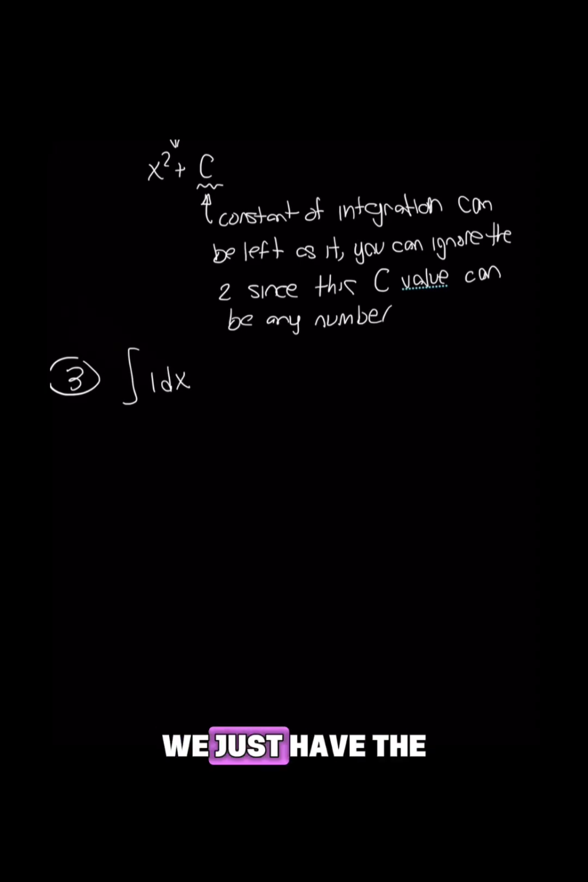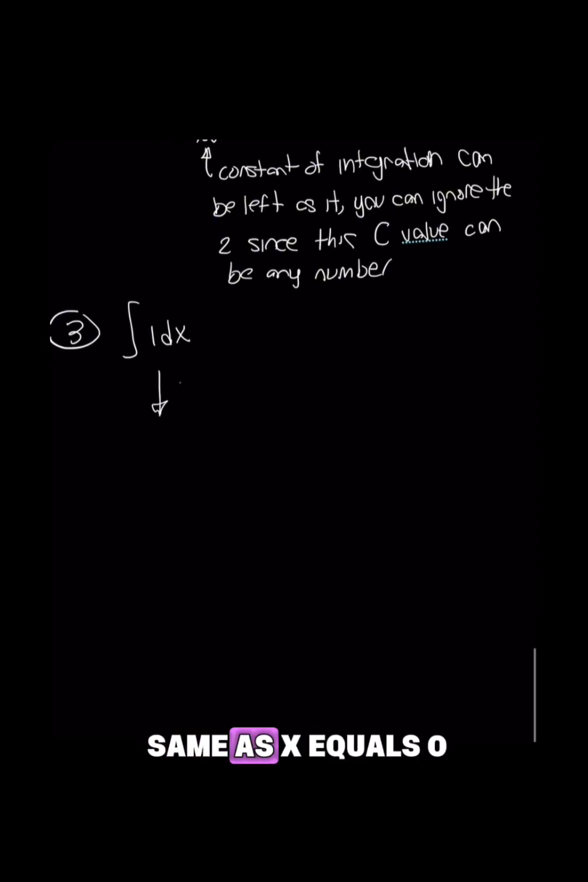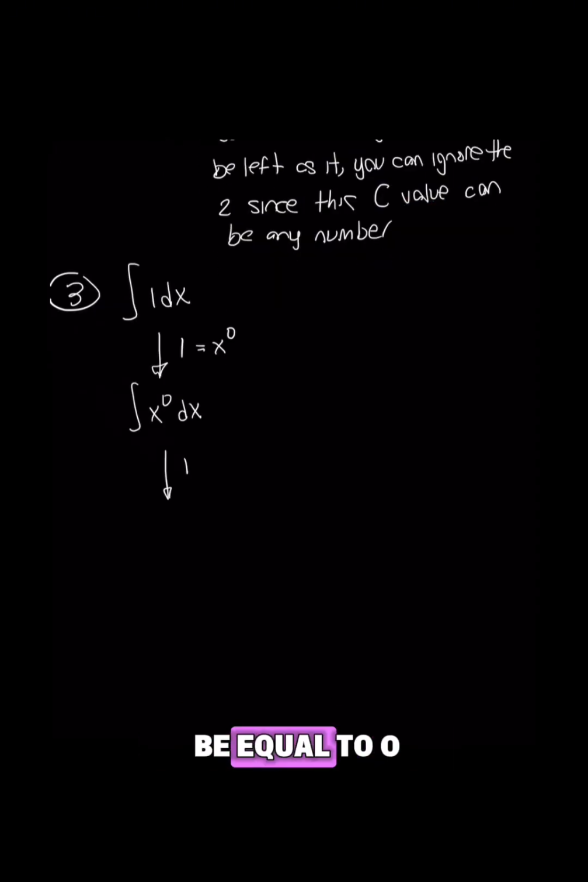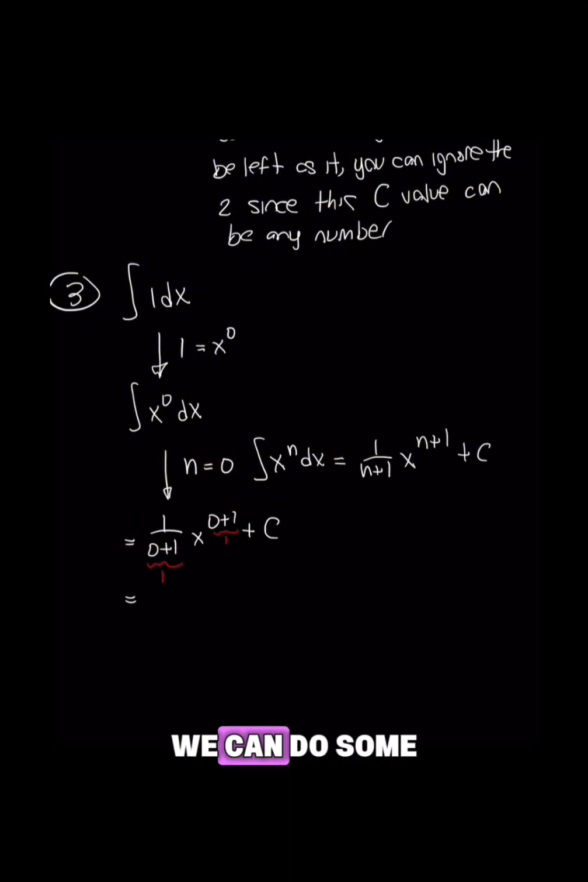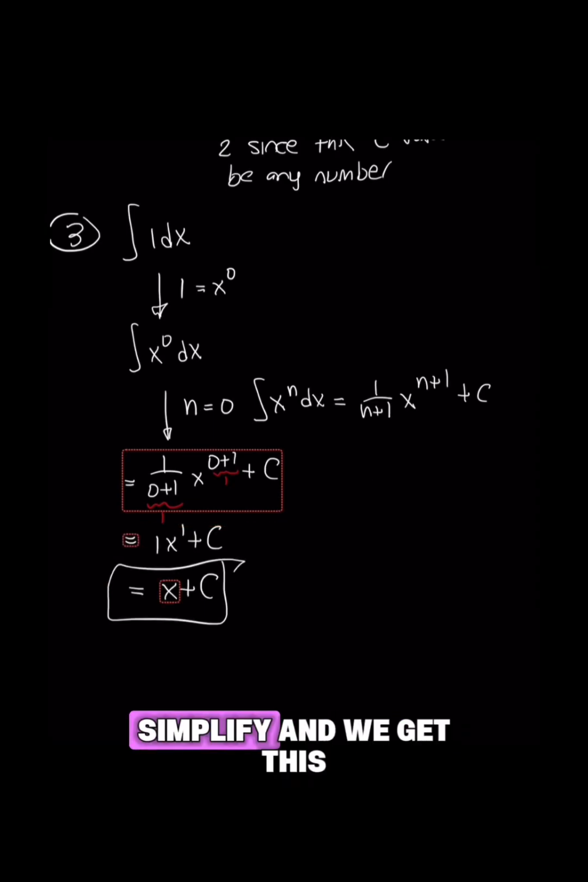For the third one, we just have the integral of 1 dx, which is the same as x to the power 0. So n is going to be equal to 0 in this situation. Apply this to our equation. Here we get 1 over 0 plus 1, x to the 0 plus 1, plus c. We can do some simple additions and then simplify and we get this.